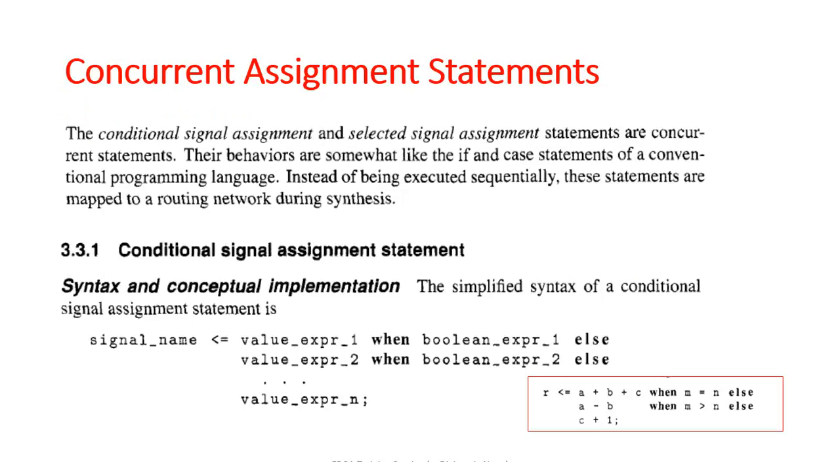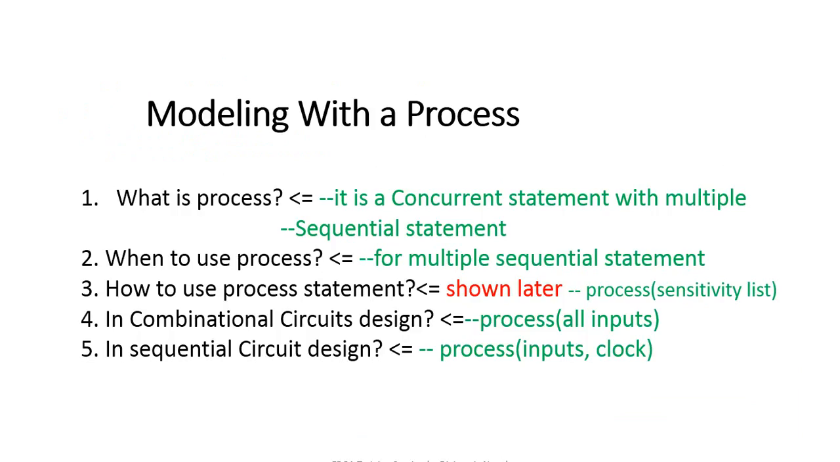We can have different concurrent assignment statements, but we are not going to talk about these in detail, so let's focus on process. For using conditional statements, we need to have a process. A process is a concurrent statement, a statement which runs concurrently. We can use conditional statements inside a process only. So if we are going to use conditional statements, we should care about the process. A process has its own syntax.